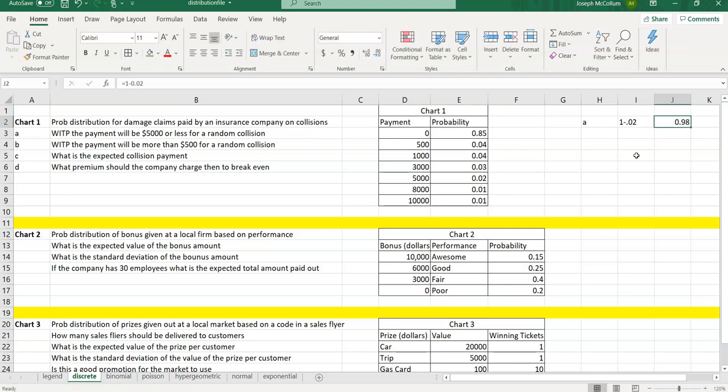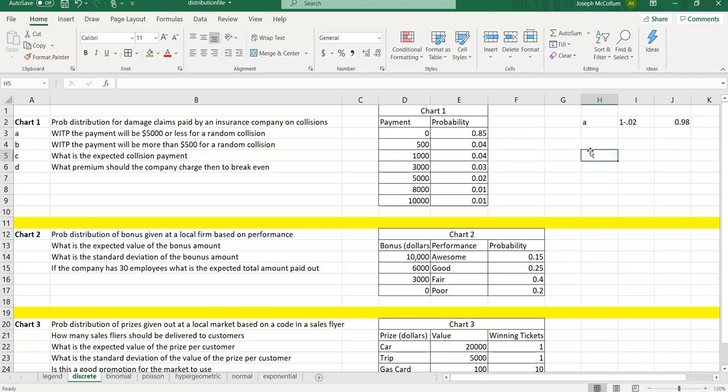What is the probability of the payment being 5,000 or less? A 98% chance. Why is that? Because what we have here again is there's only two items above 5,000 and their odds are 2% in total, which means there's a 98% chance that it'll be 5,000 or less for the collision total.